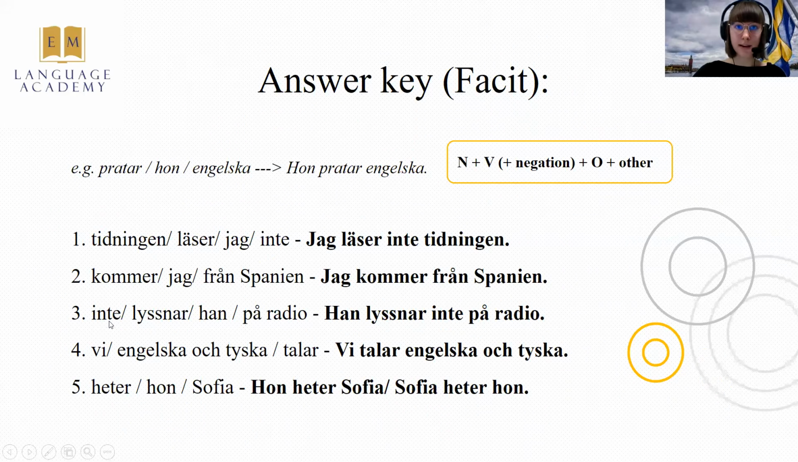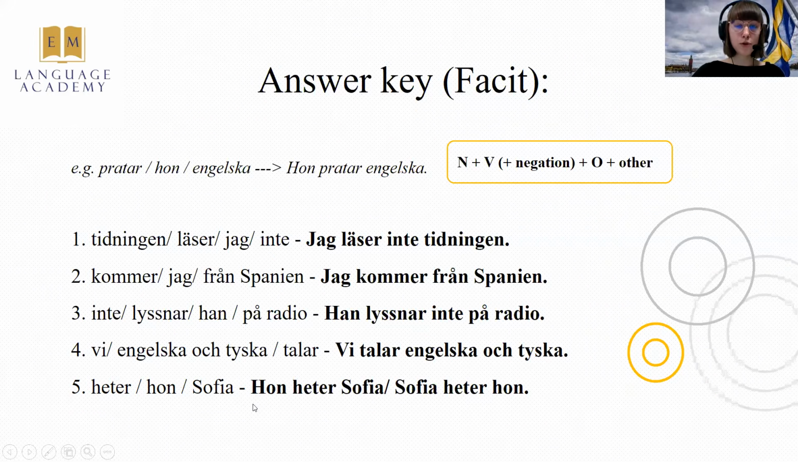Example number 3. We have the negation word. Inte lyssnar han på radio. So negation comes always after the verb. Han lyssnar inte på radio. He is not listening to the radio. New pronoun, he. Han. Vi engelska och tyska talar. Vi talar engelska och tyska. We speak English and German. So tyska is German.